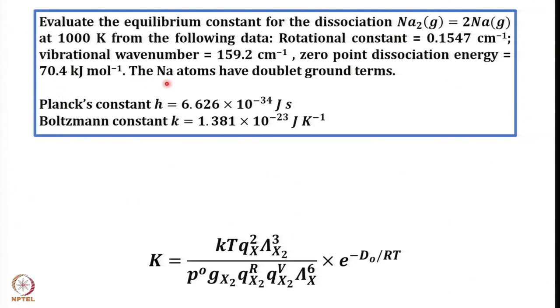Further, it is given that the sodium atoms have doublet ground terms. That means the degeneracy of electronic states for sodium atom is 2. This is the data given to us. We are supposed to find the equilibrium constant for the dissociation of disodium to sodium at 1000 Kelvin. How we will approach this problem is, first we will write an expression for K.